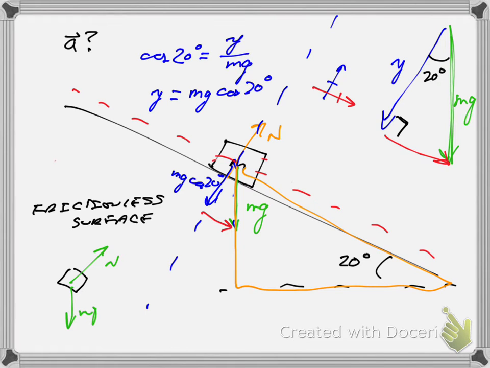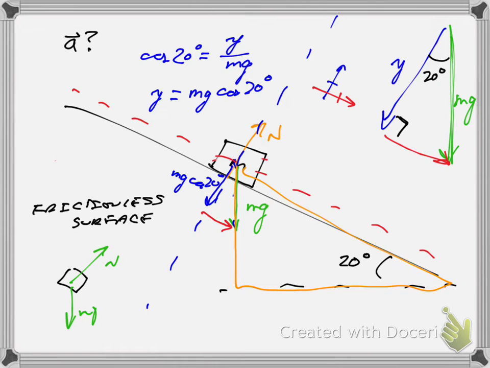I know that if I call that vertical component y, then I'm going to use cosine because y is adjacent to the 20 degree angle. And I can say that cosine 20 degrees is y over mg. Therefore, y equals mg times cosine 20. And I'm just going to relabel on my middle image there, my working free body diagram, that the vertical component is mg cosine 20.